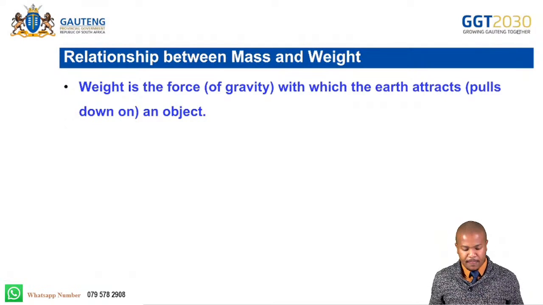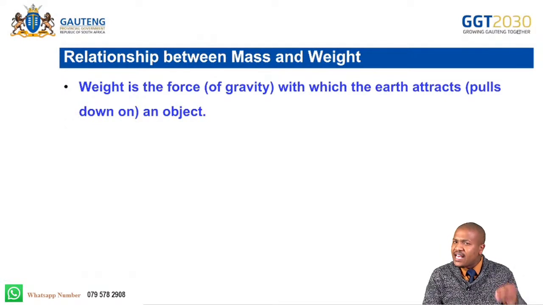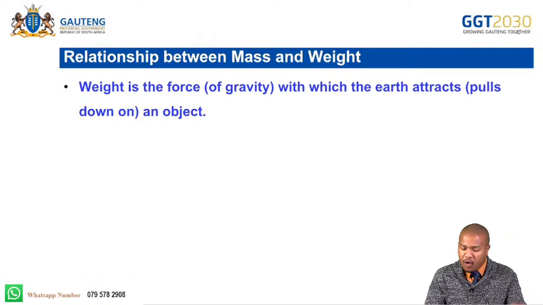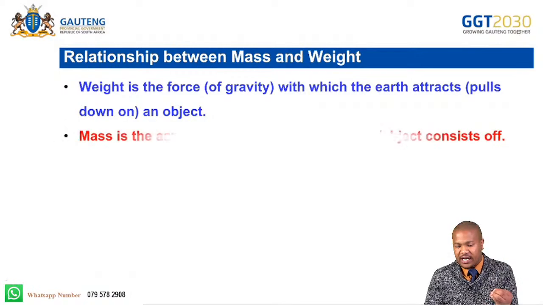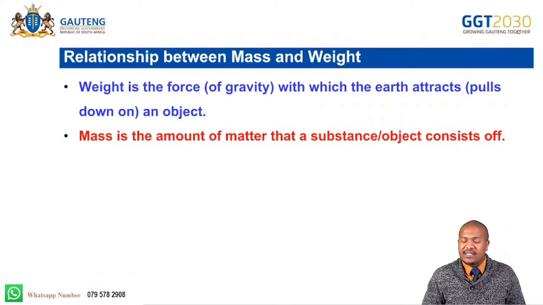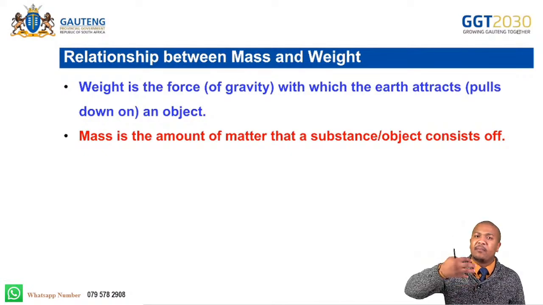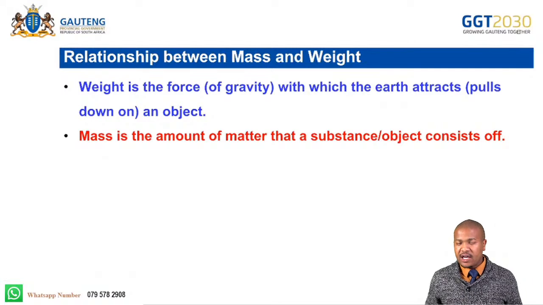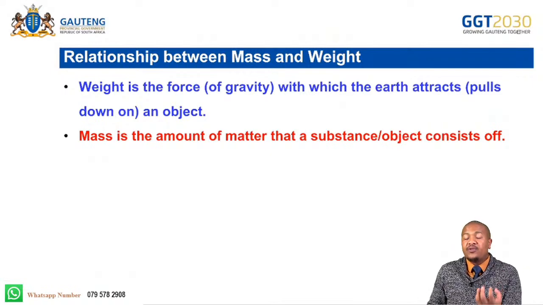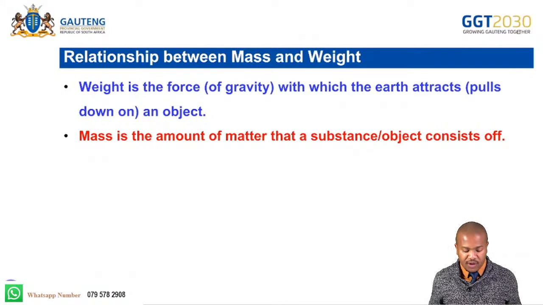Am I making sense? Now, it says weight is the force with which the earth attracts an object, right? So mass is the amount of matter that a substance consists of. It is the amount of matter that a substance is made of, right? And weight has to do with the pulling force exerted by the earth on the object in relation to its mass. Are we together?